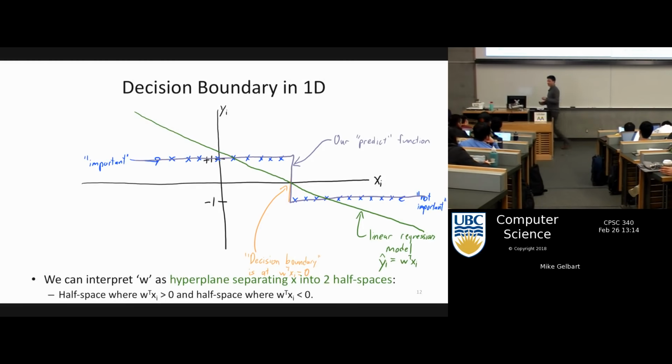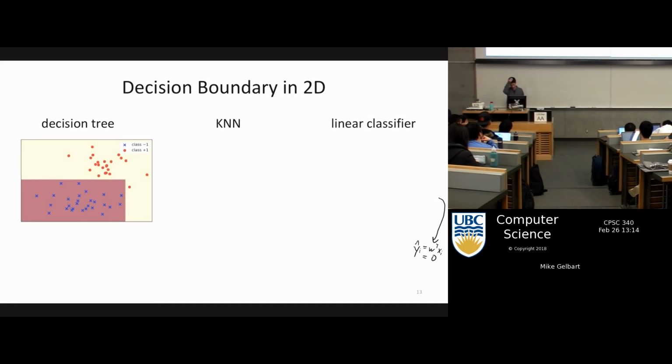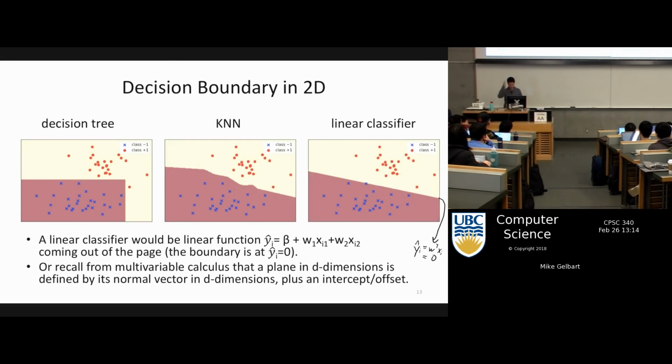That it's a geometrical fact that this defines a hyperplane. Okay. So, as you know, I like to show these types of pictures. So we've seen this, and now we have a linear classifier.